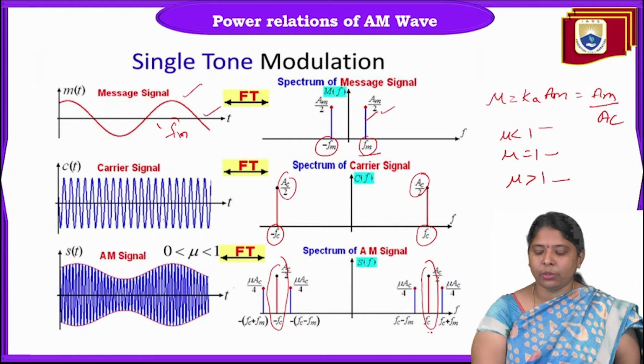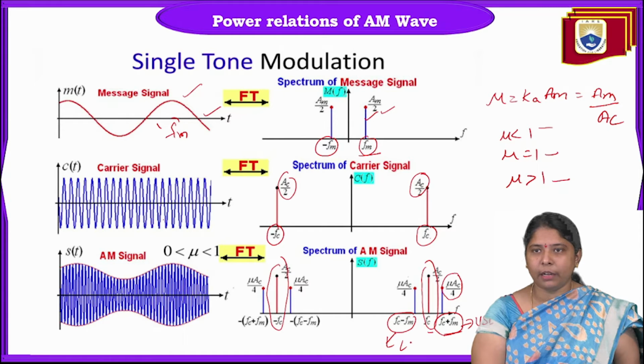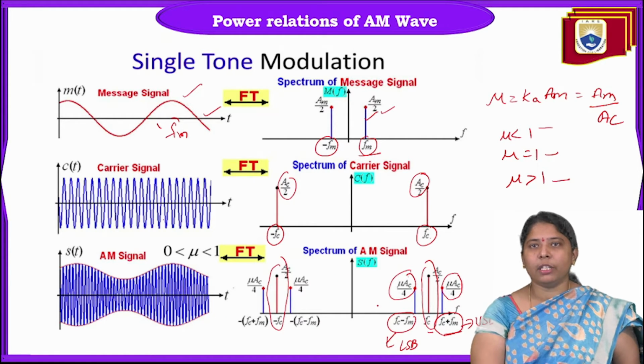After carrier fc, to fc plus fm, the fc plus fm term is known as USB term, upper sideband. What is the upper sideband magnitude? Mu Ac by 2 in time domain. But in frequency domain, its amplitude becomes mu Ac by 4. Similarly, fc minus fm is called the lower sideband term. Magnitude is mu Ac by 2, but in frequency domain one more factor of 1 by 2 will come, that is mu Ac by 4. This is single tone modulation in time domain and frequency domain.